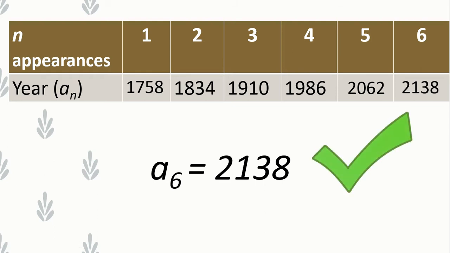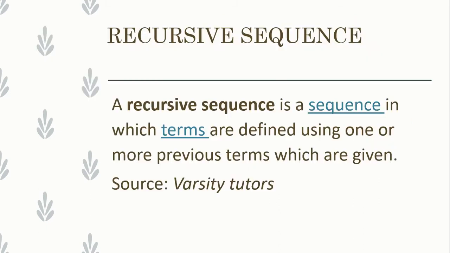The process that we used to solve this example is what we call a recursive sequence. A recursive sequence is a sequence in which terms are defined using one or more previous terms, which are given. This simply means that you always need the previous term in order to identify the value of the next term.